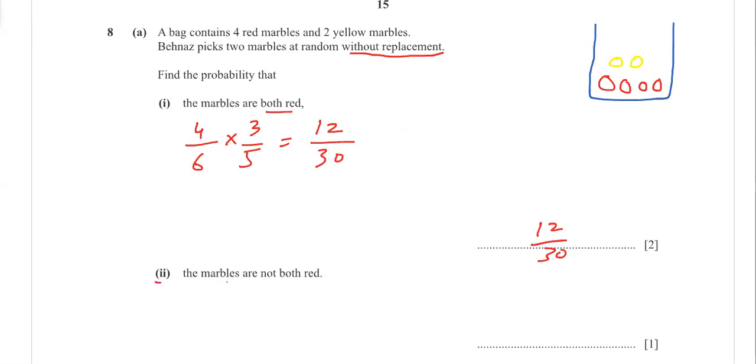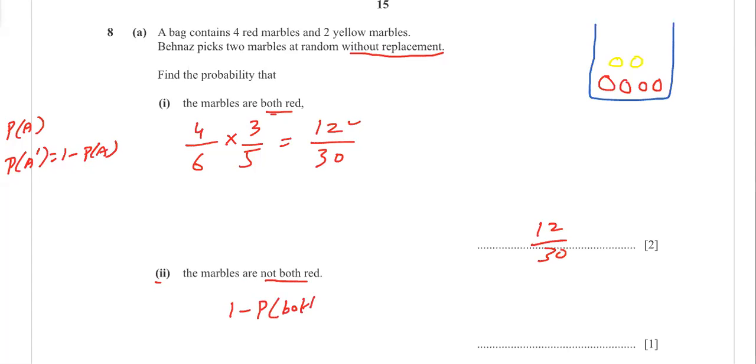Part 2 is the marbles are not both red. When the marbles are not both red, it means we use the probability of both red, which is 12 over 30. If there is an event A and we know the probability of A, then the probability of not A is always 1 minus the probability of A. So using that, the probability of not both red will be 1 minus the probability of both red.